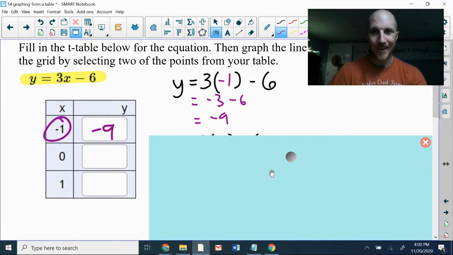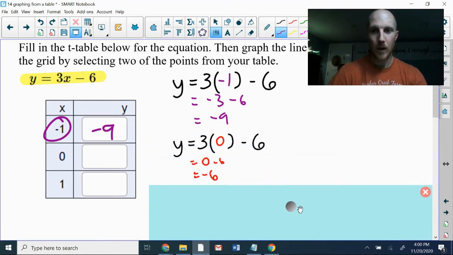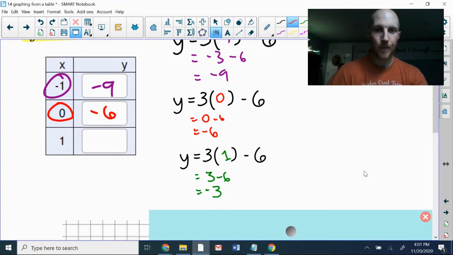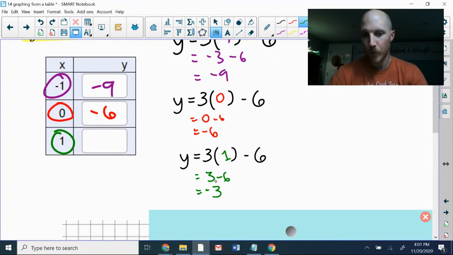And then I'm going to take that next x coordinate of 0 and put that into the same spot of another copy of that equation. So 3 multiplied by 0 is 0, and then I have to do 0 minus 6 to get an answer of -6. So my y coordinate is going to be -6. And then lastly, this x value of 1, I'm going to put that into my equation. 3 multiplied by 1 is 3, and then 3 minus 6 gives me -3. -3 is going to go here.